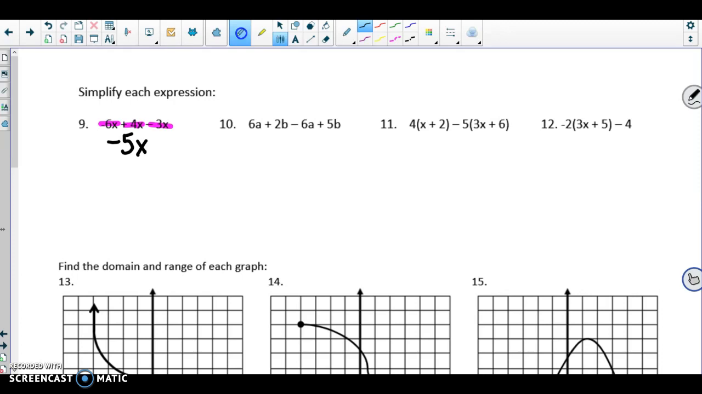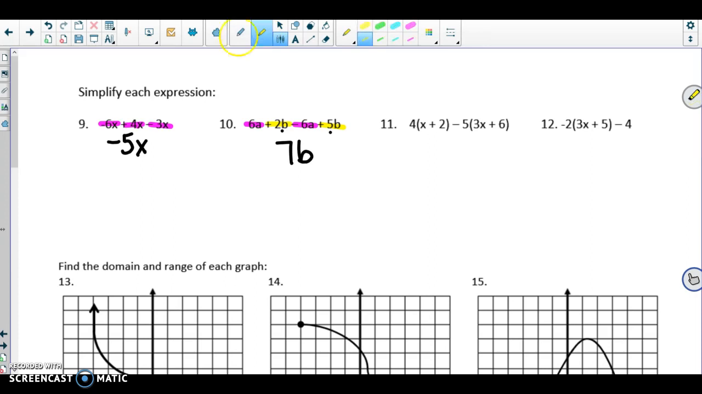Moving on to number 10. If I have a couple of different things, I have this 6a and negative 6a. They both have a's. Those are my apples. But then I also have some bananas, looks like. So I've got 2b and 5b. When I put those together, negative 6a and positive 6a are going to cancel each other out. They're going to become 0. So really the only things I need to focus on are the 2b and the 5b, which is going to be 7b. And that's going to be my answer. There's no a's because they cancel out.